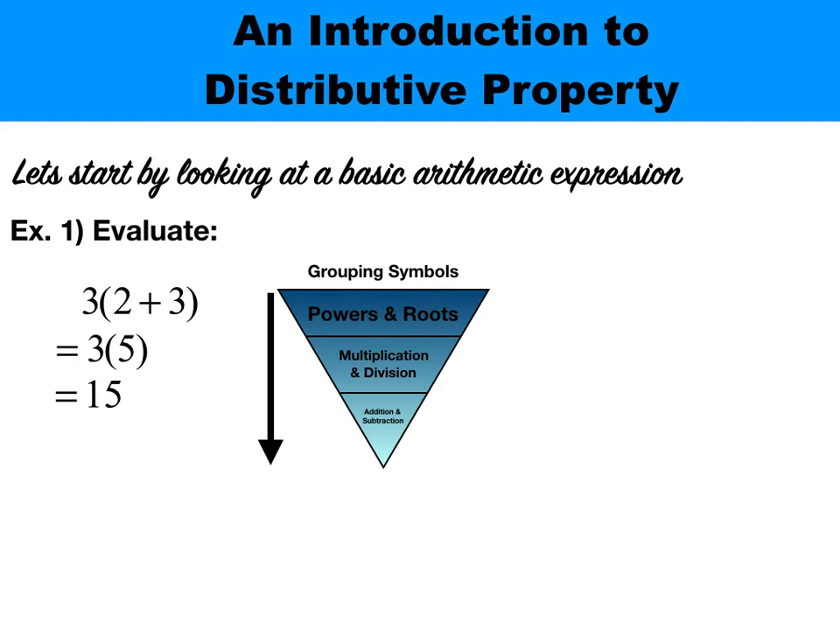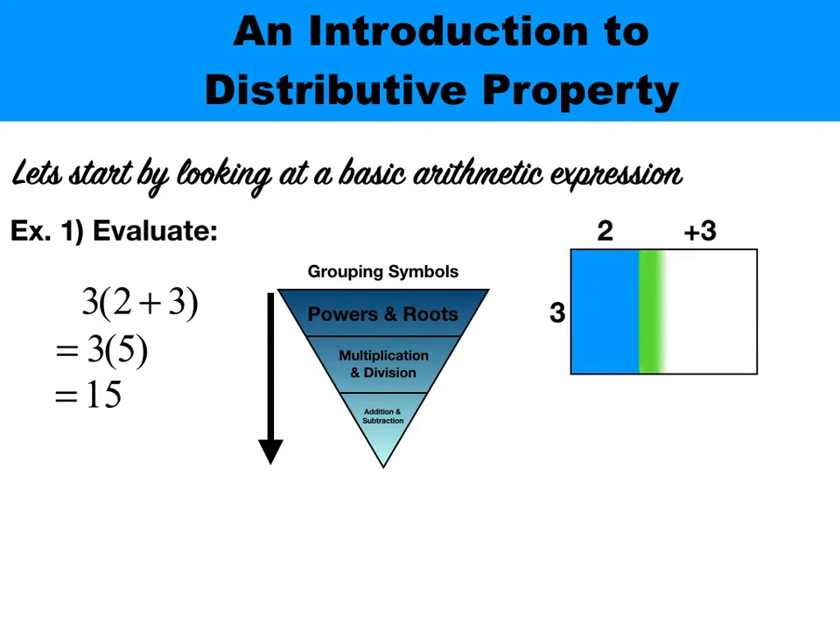So a multiplication question is the answer to an area question. So I'm going to look at an area model for this. I'm going to draw a rectangle, and I'm going to have one side be 2 plus 3, and the other side be 3. Then I'm going to split the rectangle into 2 sections, a blue section and a green section. The blue section has an area of 3 times 2, which is 6. The green section has an area of 3 times 3, which is 9.